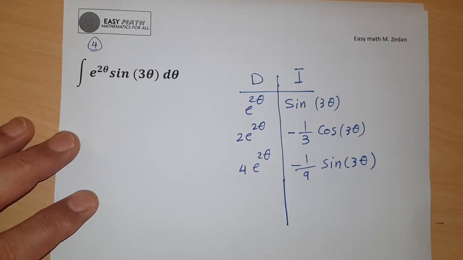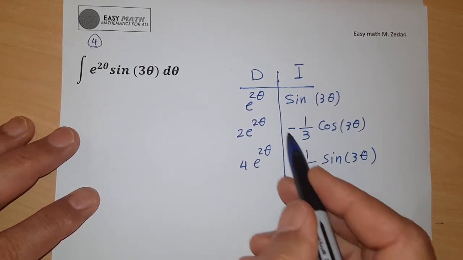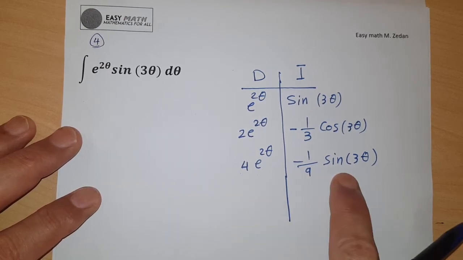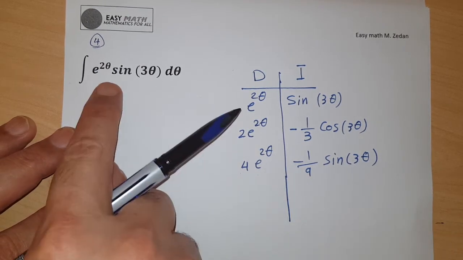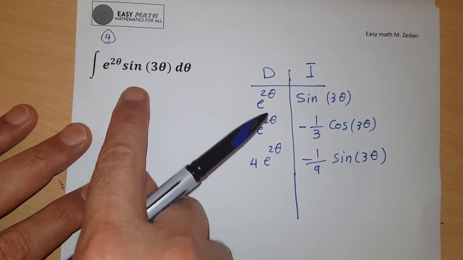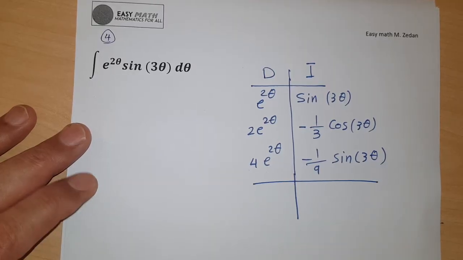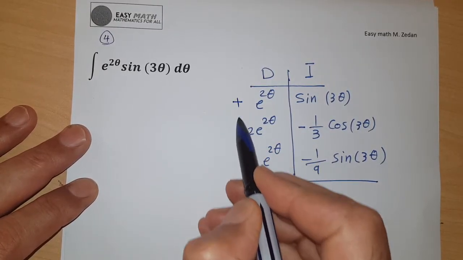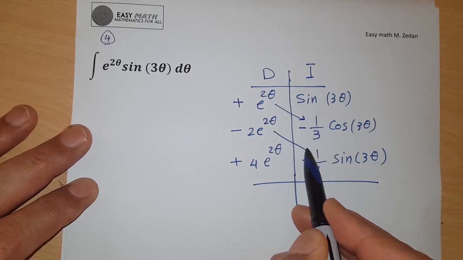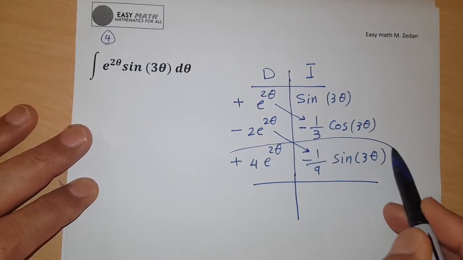Okay. Also, as you see here, it will not continue to infinity. Look, I reach the line the same, including the same function here. Look, e to the 2 theta sine 3 theta. You stop now. Don't continue. Just multiply. Don't forget to put a sign, positive, negative, and positive, and multiply this way, plus last line, integral of the last line.